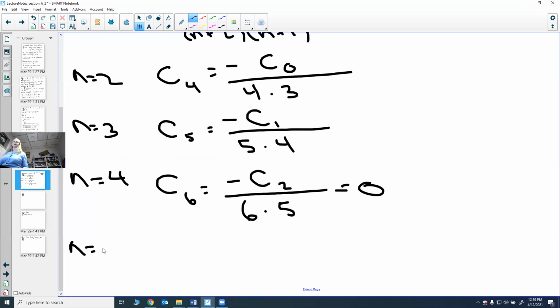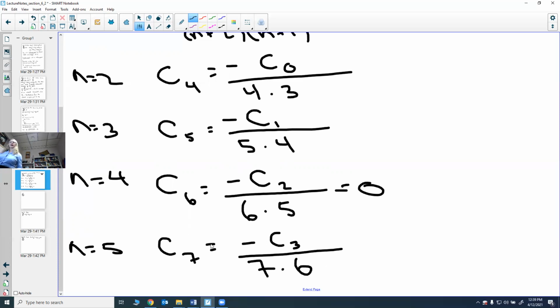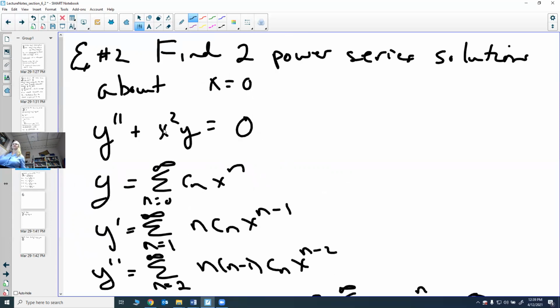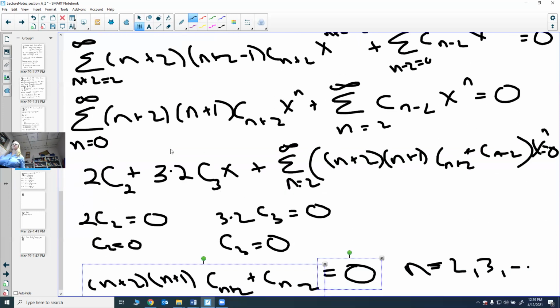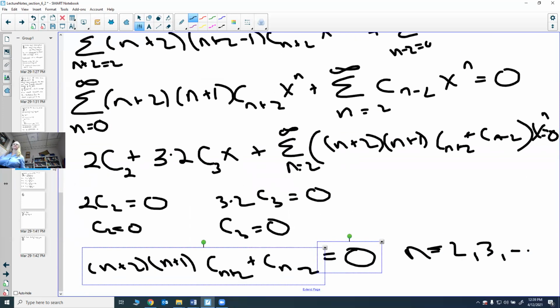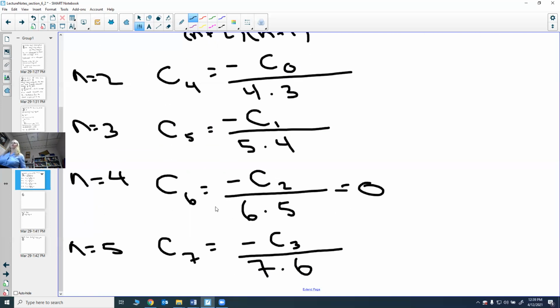Let's do n equals 5. That'd be c sub 7, minus c sub 3, over 5 plus 2, which is 7, times 5 plus 1, which is 6. Again, if I know what c sub 3 is, I can find c sub 7. But we just found out c sub 3 was also 0. So that tells me that this one's also equal to 0.